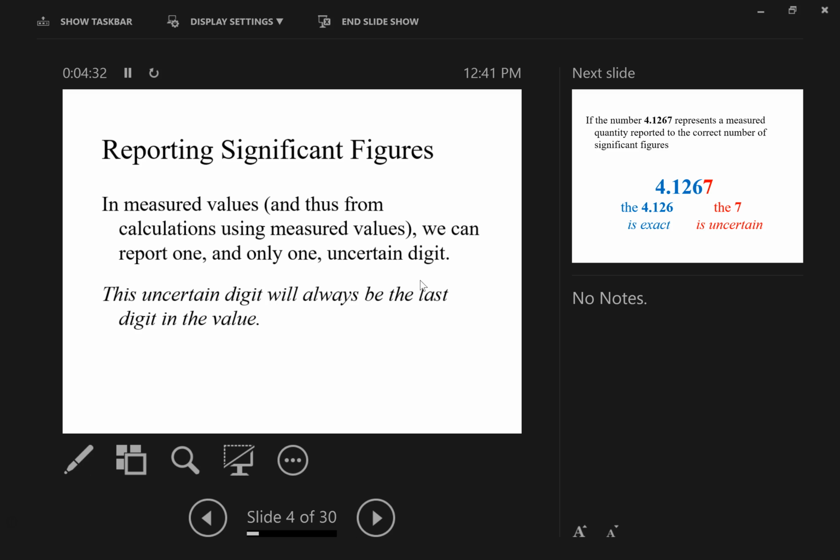So I like to put a question mark over the digit where the uncertainty is. There's a question mark. But you're only allowed one uncertain digit, and it will be your rightmost.